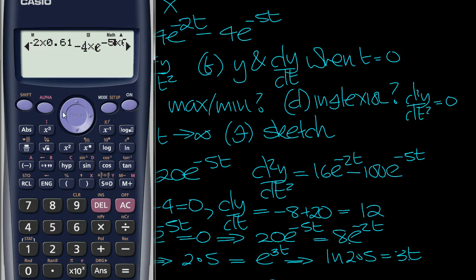Oh, I've got the answer. Let's just go back. I think I've left the answer in. See, I don't want the answer from before. And I'm going to double check that as well. Let's go back and double check that. Minus 4 e to the minus 2 times 0.61 minus 4 e to the minus 5 times 0.61. That looks okay. Yeah, that looks okay. Equals minus 1.37, which I don't know if it is actually.